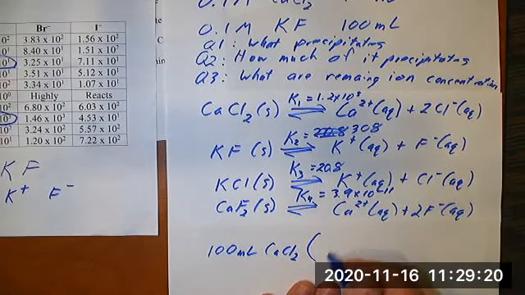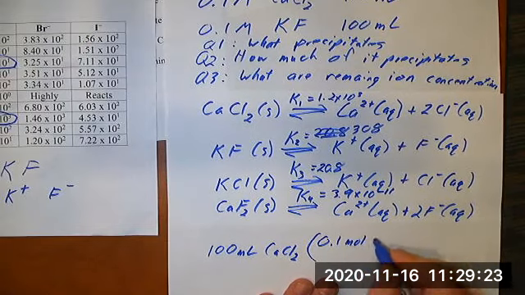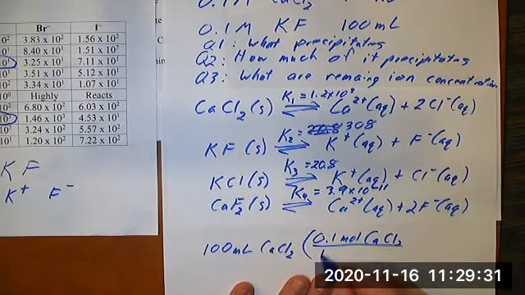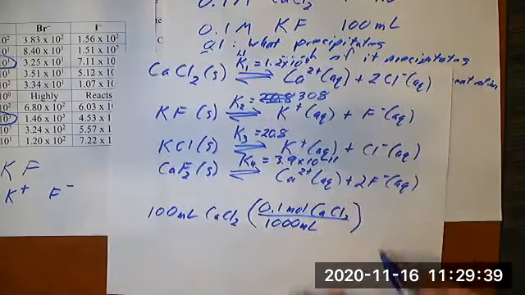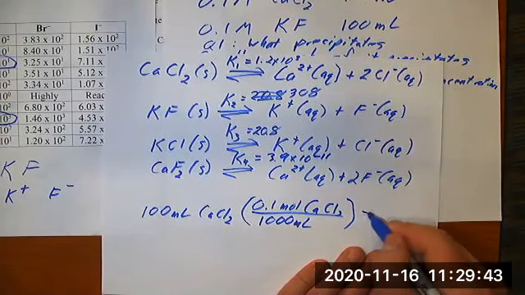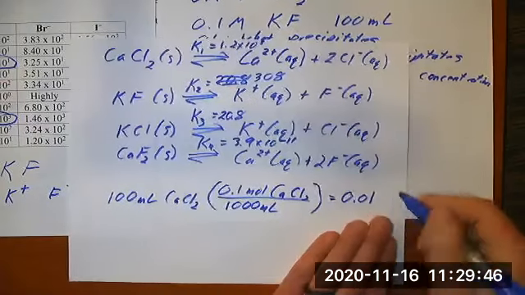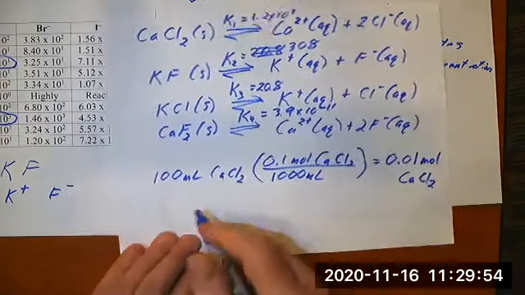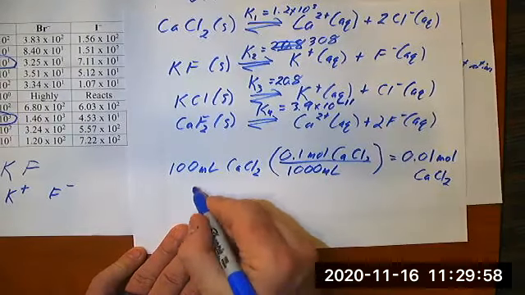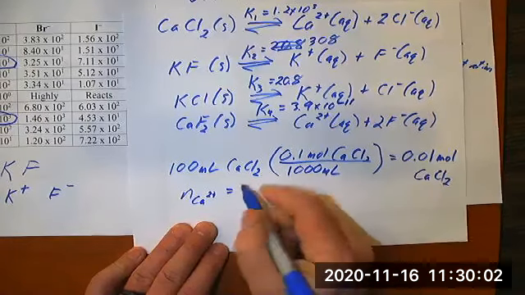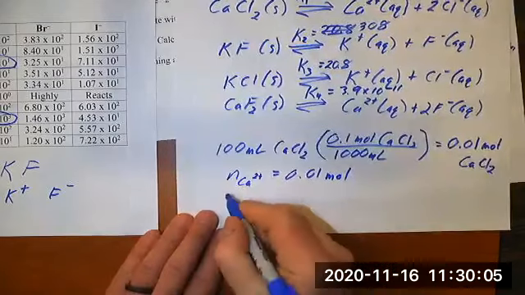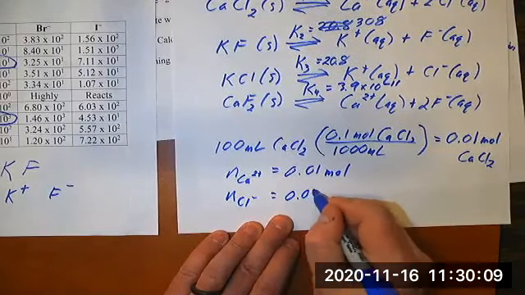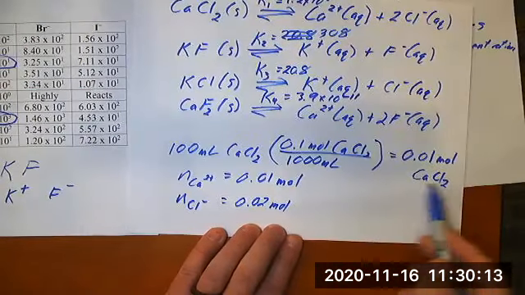We have our concentration, which is 0.1 mole of calcium chloride in 1 liter. Now I'm going to skip a step here and put it over 1,000 milliliters, which is another way to write 1 liter. And so we get 0.01 moles of calcium chloride, which means that the number of moles of Ca2+ is 0.01 moles, and the number of moles of chloride that we have is 0.02 moles, because there are 2 chlorides in each formula unit here.